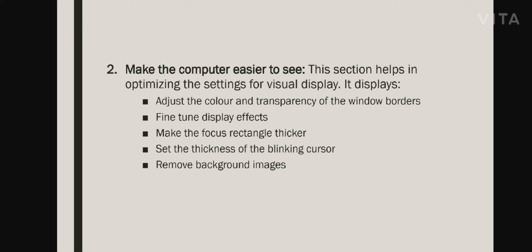Make the computer easier to see. This section helps in optimizing the settings for visual display. It lets you adjust the color and transparency of the window borders, fine-tune display effects, make the focus rectangle thicker, set the thickness of the blinking cursor, and remove background images.